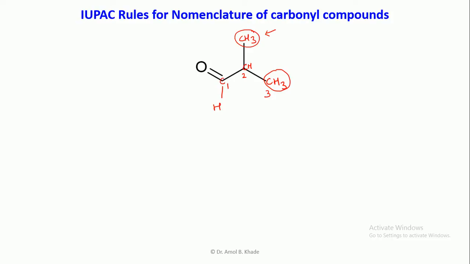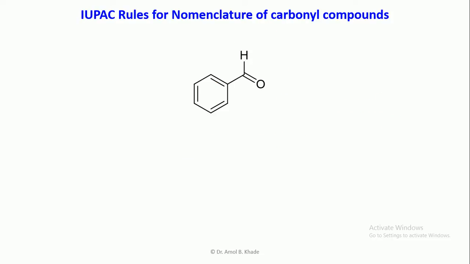Just try. It will be 2-methyl, M should be capital, and then the hydrocarbon chain containing how many carbons? 3 carbons, so it will be propane. The E will go and then al will be added. So this E will go and al will be added, and it is a propane, so it will be 2-methyl propanal. Okay, so that will be the correct name for this structure.